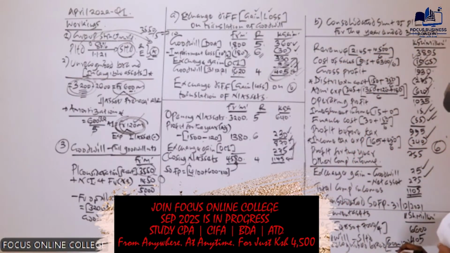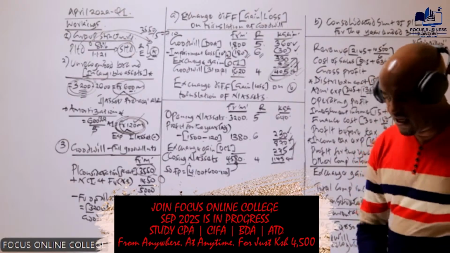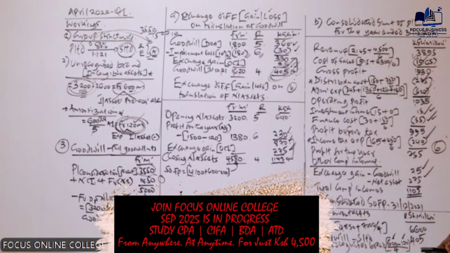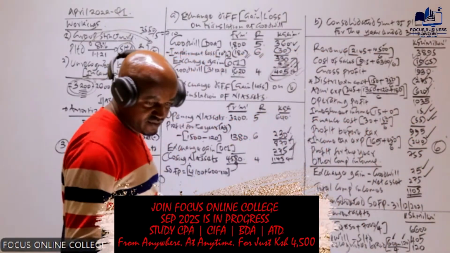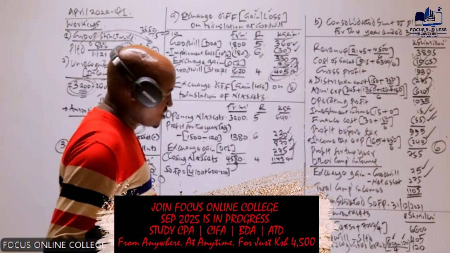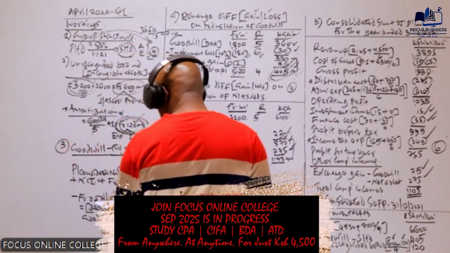We need to translate that using the closing exchange rate. I hope you can see what I've done. 600 minus the impairment loss will give us 480, which will be the value for an unrecognized brand at the end of the year. But still in franc, we need to translate that using the closing exchange rate, which now will be 120, because it is 480 divided by 4, which is 120. So we move, and then we record the non-current asset.